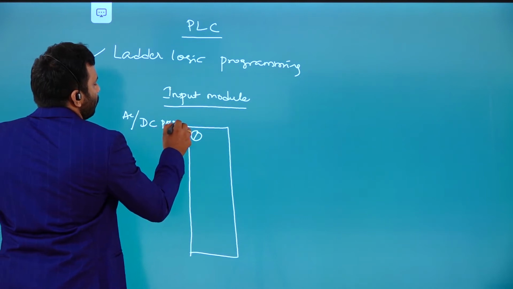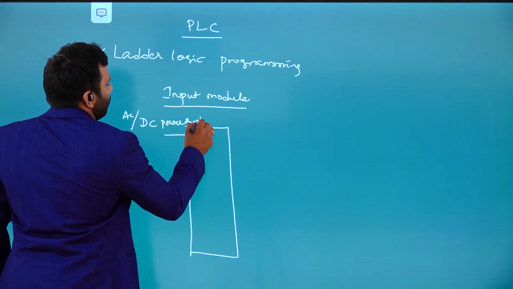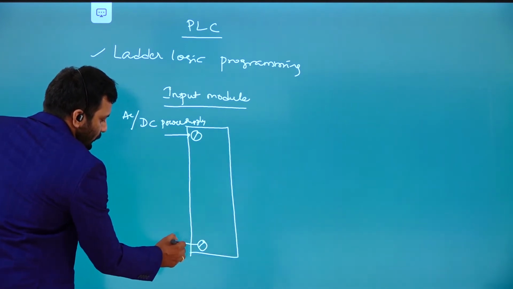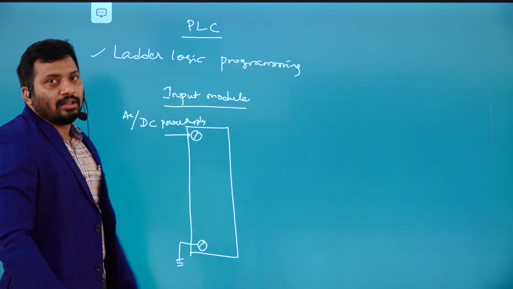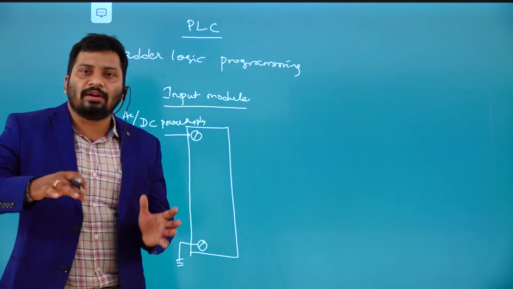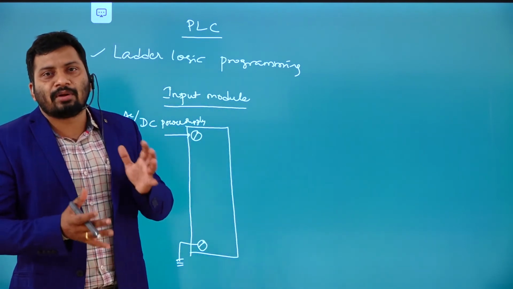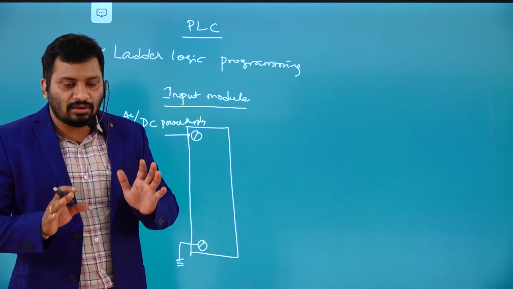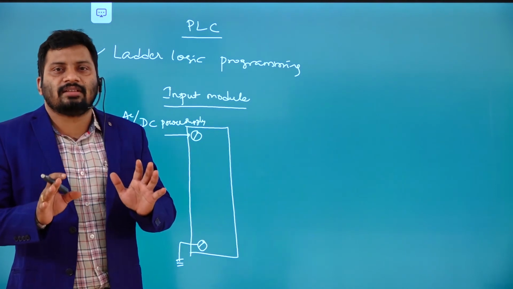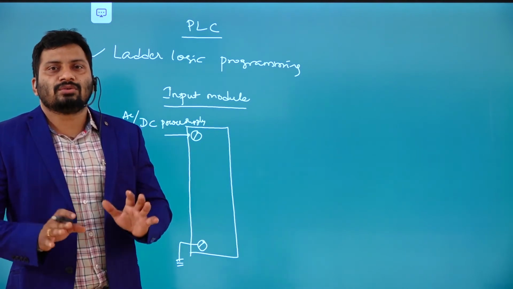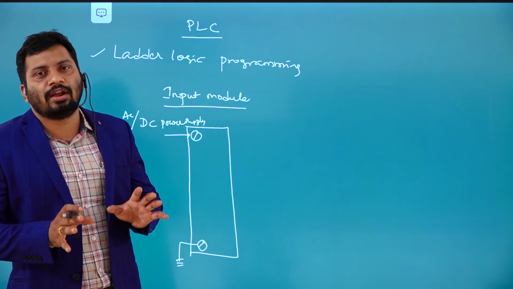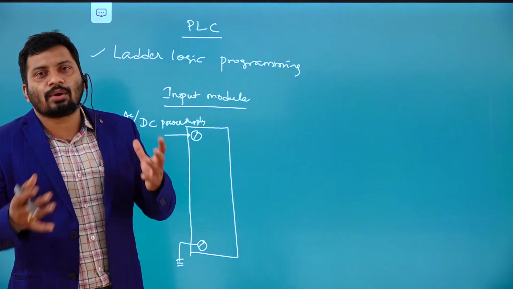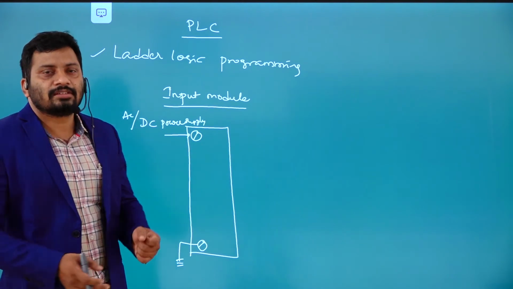The power supply is going to connect to this particular terminal, and this terminal is going to be connected to the ground, right? In between the ground terminal and the power supply terminal we have some number of terminals. These we already discussed, right? My intention is how many terminals there are in this particular module. If you consider an 8 terminal input module, it is going to have 8 terminals. If it is a 16 terminal input module, you are going to have 16 terminals.